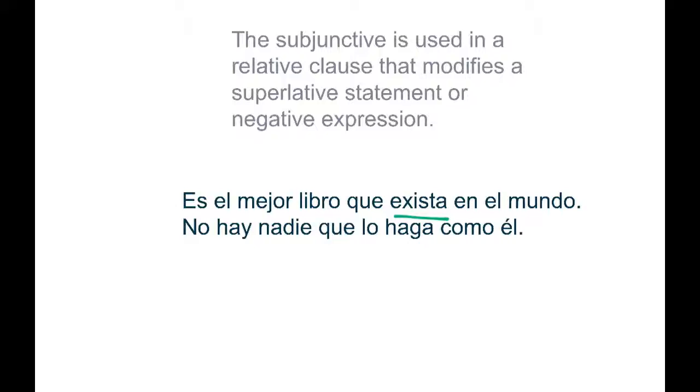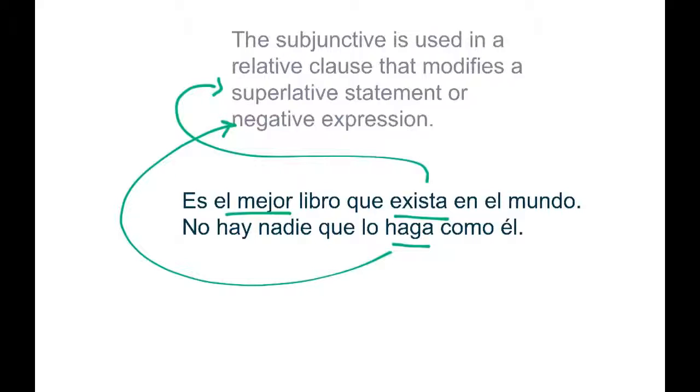Okay, it's the best book that exists in the world, even though that's a statement of its opinion, but we might think of it as an affirmation or fact. This is what we call a superlative statement, because you're saying it is the best book that exists in the world. So that superlative statement shows that it needs to be the subjunctive. The other one is when you have a negative expression, right? No hay nadie que lo haga como él. Means there is nobody that does it like him. Okay, so which means that this is our negative statement here. No hay nadie. There's no one. And then we're going to need subjunctive on this side because it is a negative expression.